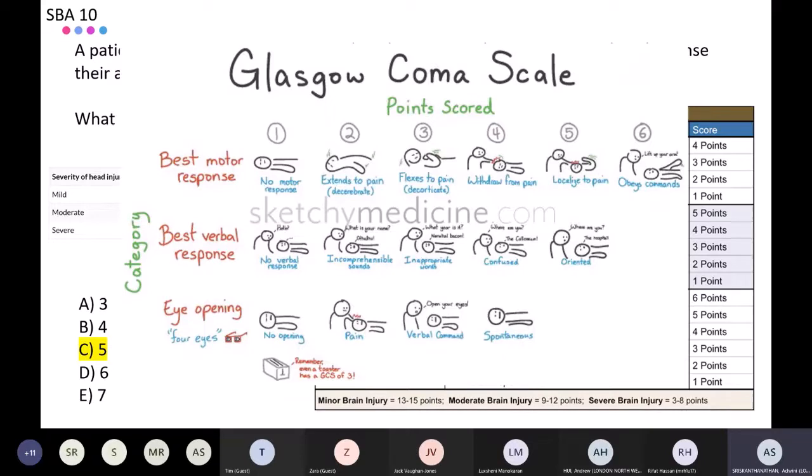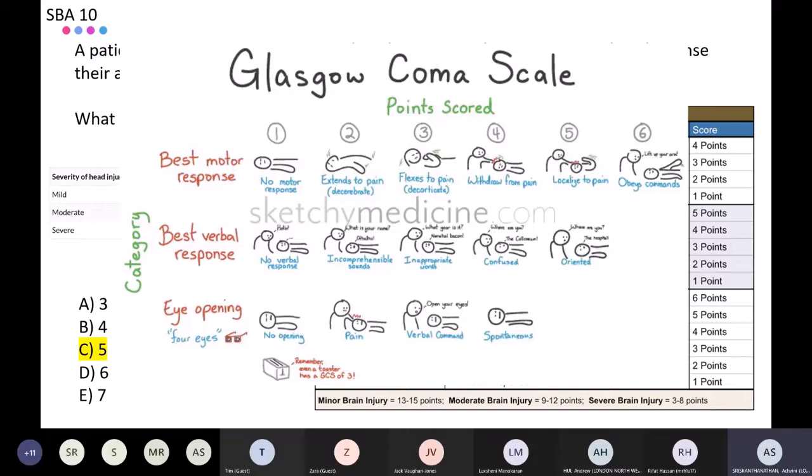So it's just kind of remembering if they're going a bit more rigid, then it's 2 points. If they're flexing, but it's not like actually withdrawing from the pain, then that's 3 points. If they're withdrawing from the pain, it's 4 points. And if they're actually making proper movements when you're causing pain, like pushing you away, for example, 5 points. And if they're just moving their arms spontaneously when you tell them to, then that's 6 points. And the lowest GCS you can have is 3, because the minimum points is always 1. It's never 0.